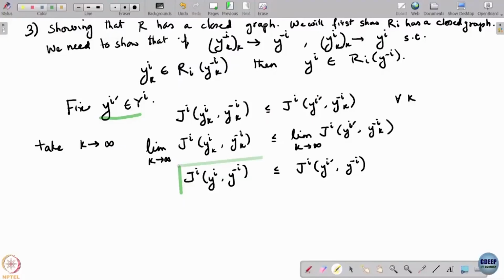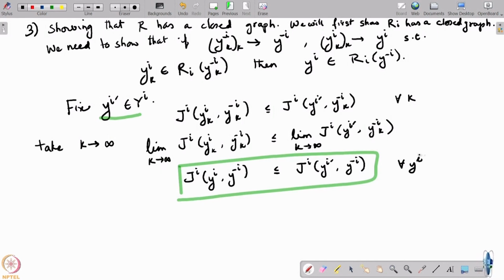I can repeat this procedure for every yi dash, which means that this statement holds not just for the yi dash that I did, it holds for every yi dash. Now, if this is true for every yi dash, what does this inequality basically say? It is saying that yi is a best response to y minus I. So, this is effectively saying that yi is a best response to y minus I.